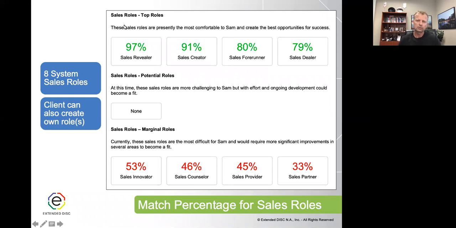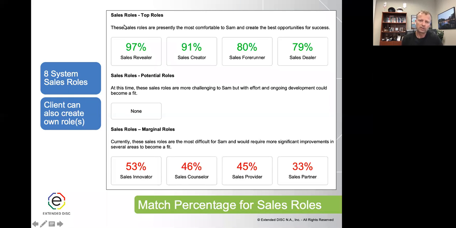But what the tool allows you to do is to really look at your sales job and to look at these different sales roles and really provide a bottom line number. What is the match for different types of sales roles? And clients can do one of two things. One is that they can look at what we call the system roles. There are up to 8 of those.